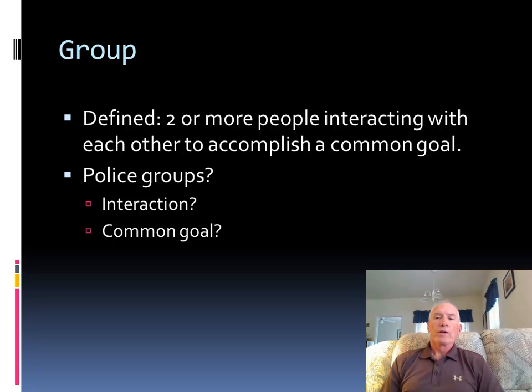Groups form when 2 or more people come together and interact to accomplish some goal. And we'll discuss that in the context of primarily police groups. Essentially, we're going to view that from 2 perspectives. One is the extent to which, and the reasons why, people interact. And then the common goal for which those groups come together and interact.